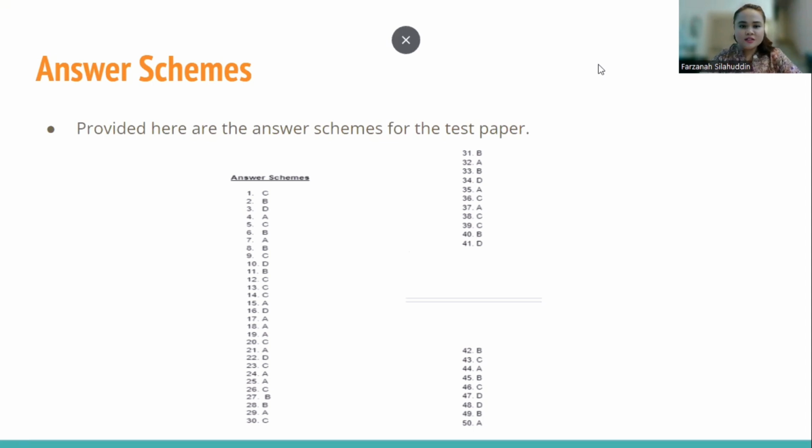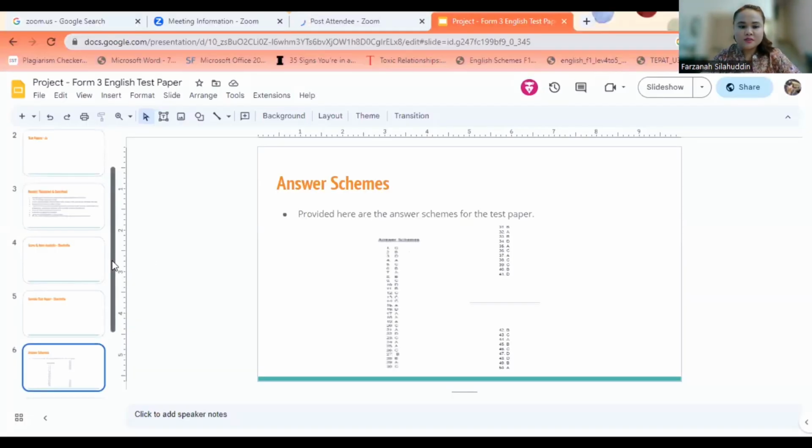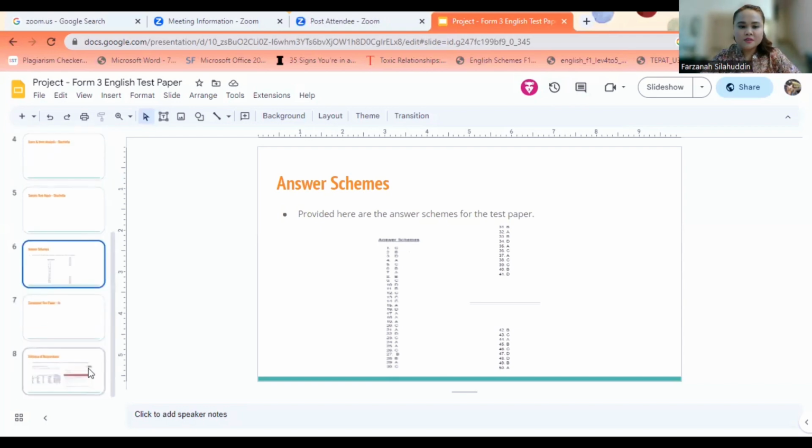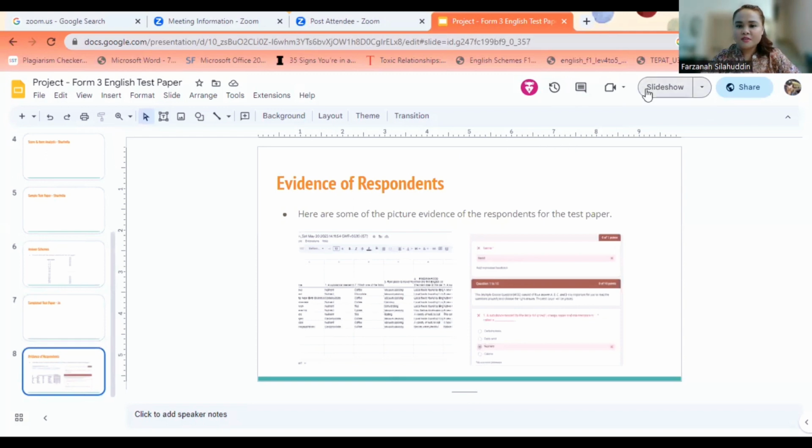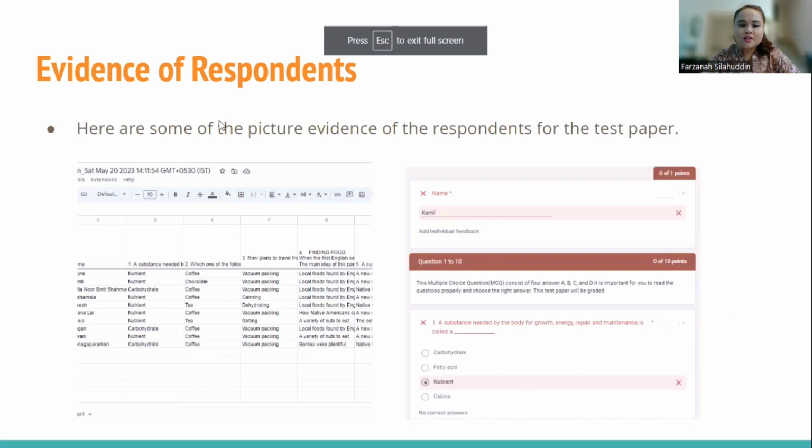Next, I will talk about the evidence from the respondents. So here are some pictures of evidence from the respondents for our test paper. So this is from the Excel. And if you could see, these are the names of the students that answered our test paper. And these are all the questions of the test paper. And this is our test paper that we gave the students to answer on Google Form.